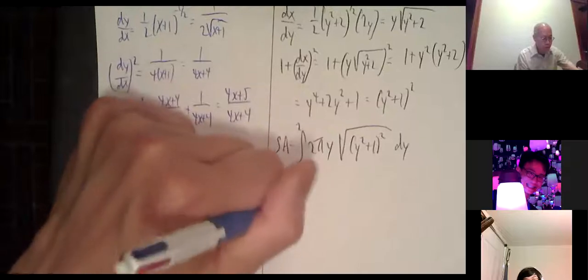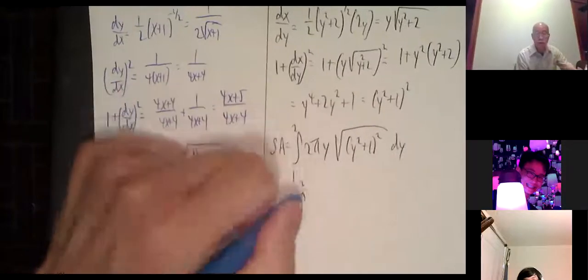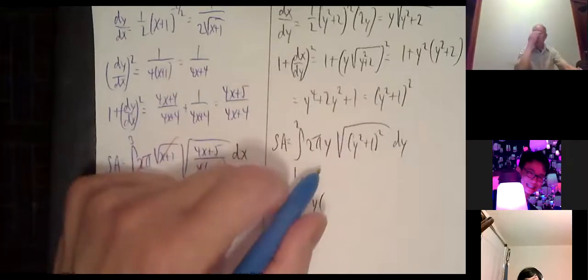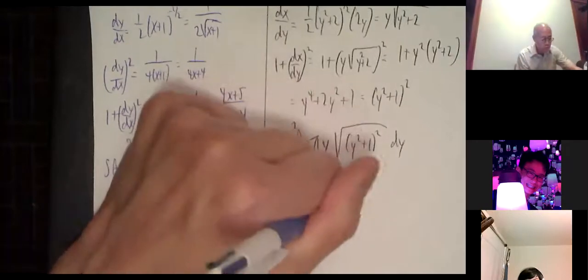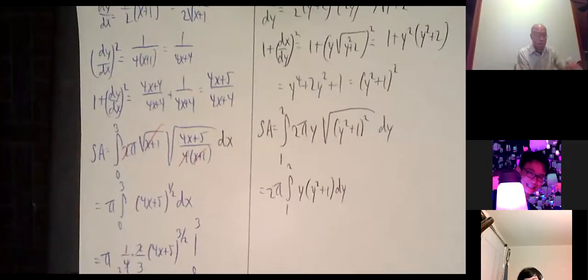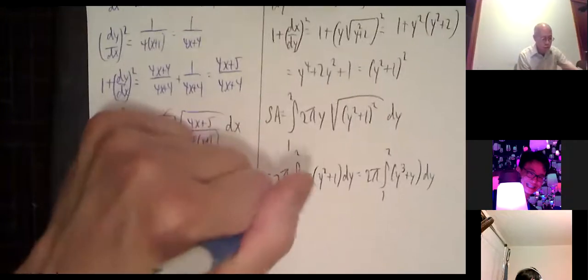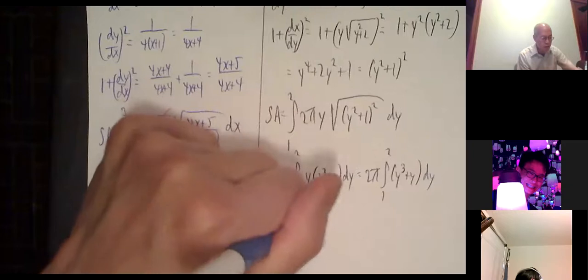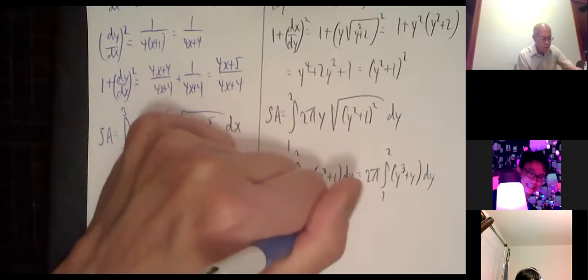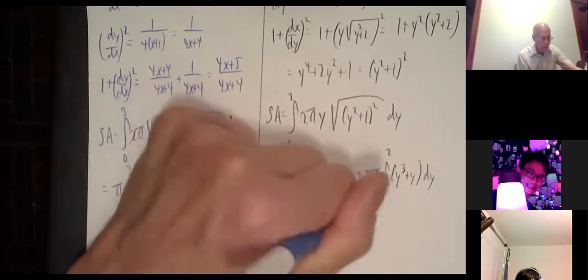Take out the 2 pi. So I have y times (y squared plus 1) dy. And that should be pretty easy, I hope. 2 pi integral from 1 to 2 of (y cubed plus y) dy, which is 2 pi times [y to the 4th over 4 plus y squared over 2] from 1 to 2.